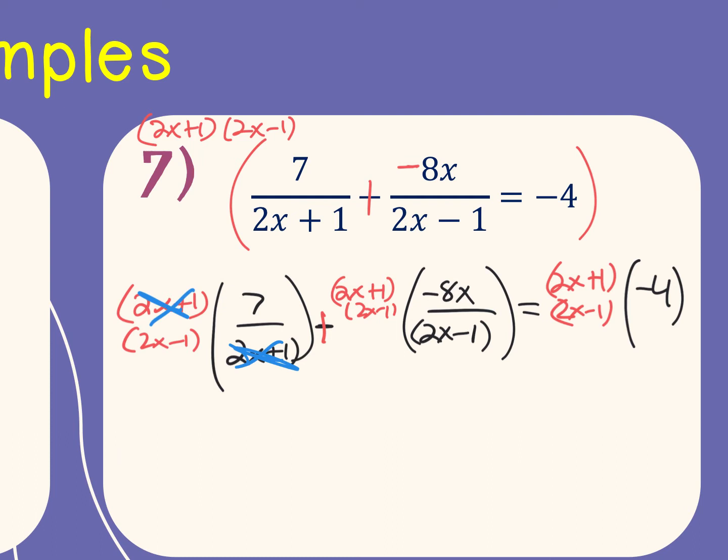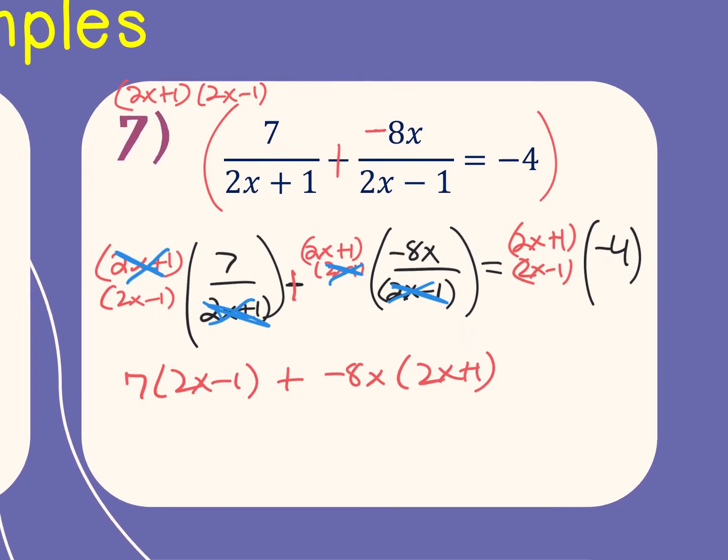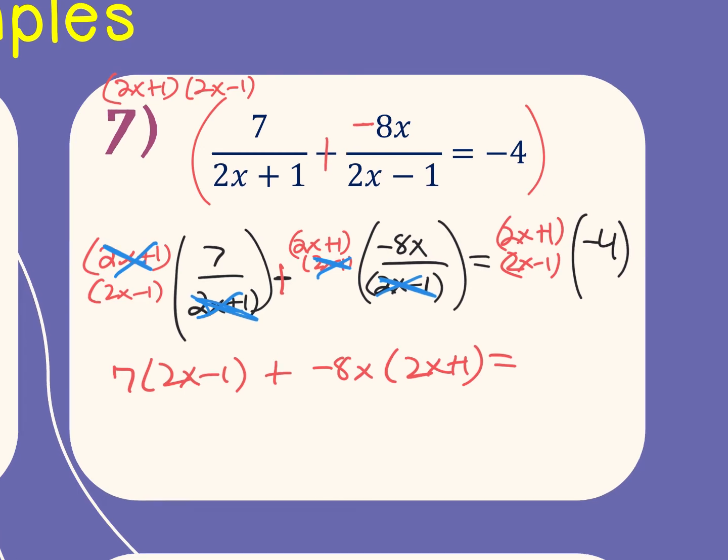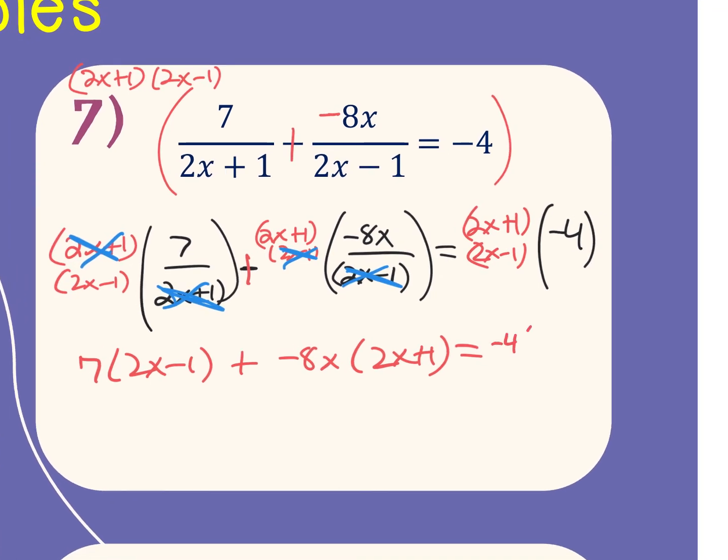So now I just have to distribute the 7. So let's just write it like this first. So I'm going to do 7 times 2x minus 1. That's what I'm going to be doing. And then here, the 2x minus 1 cancels. So here what I'm going to be multiplying is negative 8x times 2x plus 1. And then for the answer, nothing cancels. So I'm going to be multiplying negative 4 times 2x plus 1, 2x minus 1.